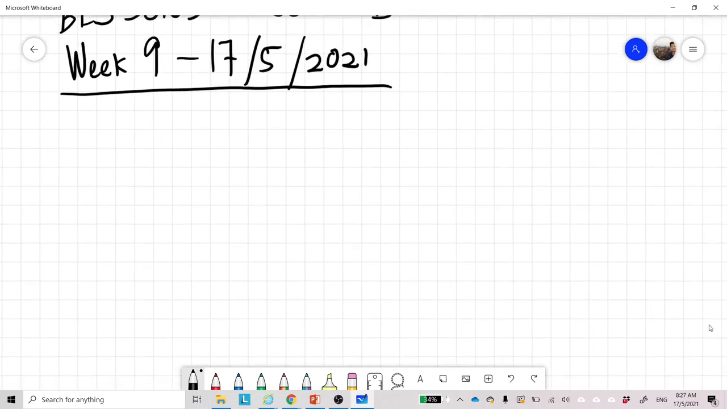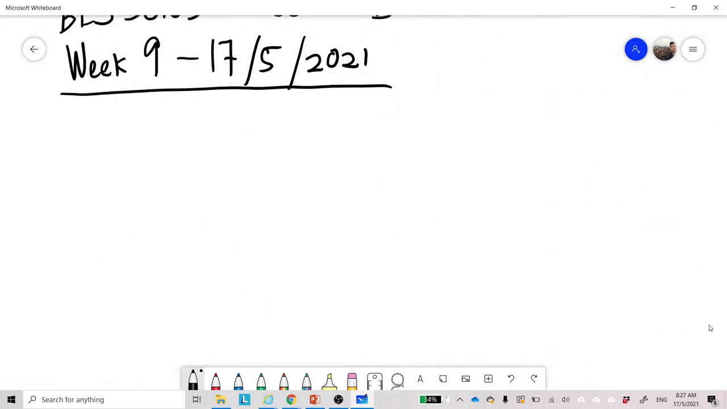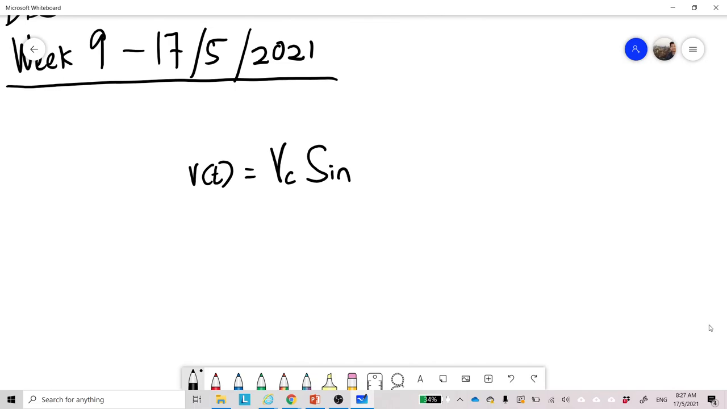As we have learned previously, the general equation for angle modulation, remember angle modulation is for both FM and also PM, phase modulation. The general equation for angle modulation is defined as v(t), a function of time, equal to Vc sine, and I would recommend you put a big bracket like this, 2 pi fc t plus theta(t).